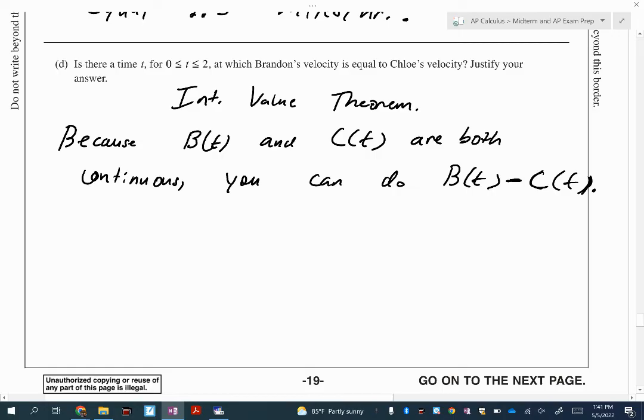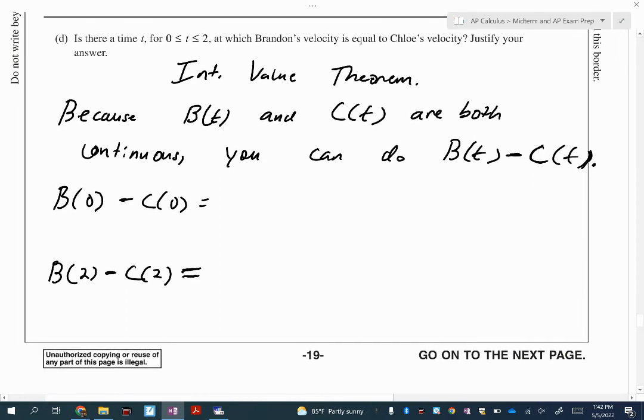And this goes all the way back to 2 years ago when you did operations with functions in here. So if I were to do subtraction and plug in my endpoints, I'm going to plug in B of 0 minus C of 0, and then B of 2 minus C of 2. All right, let's get our values.